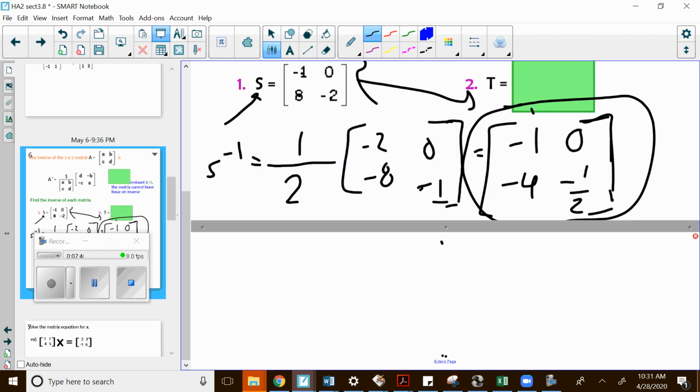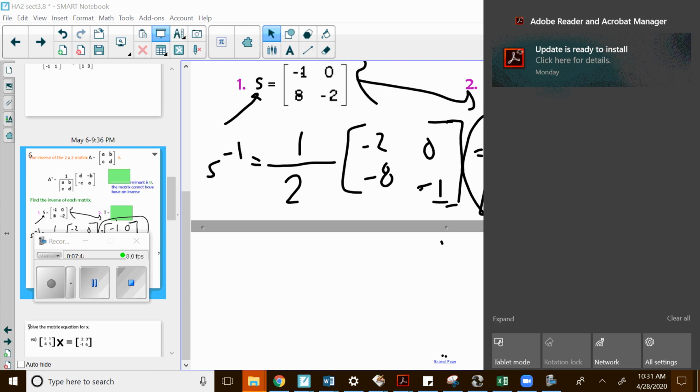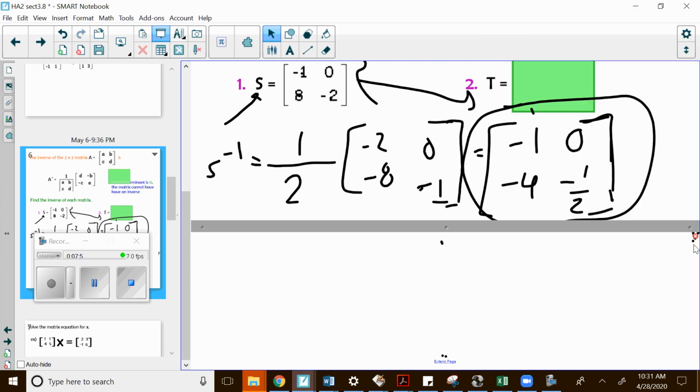If I take, oops. Trying to get rid of this little guy, whatever it is. I don't know if I'm gonna be able to though. Looks like I'm not gonna be able to.